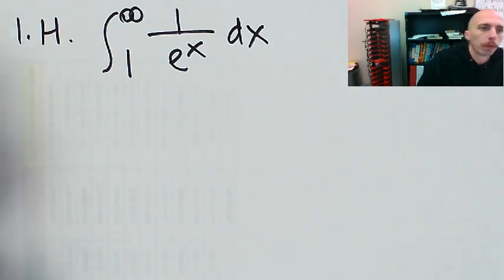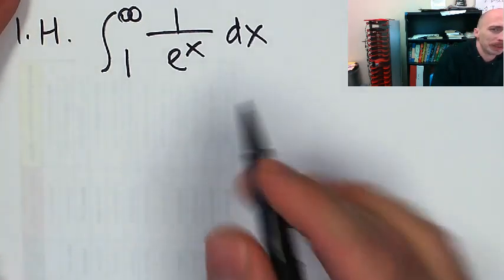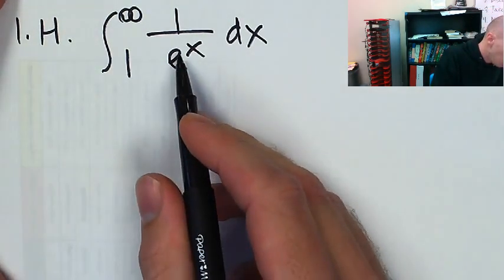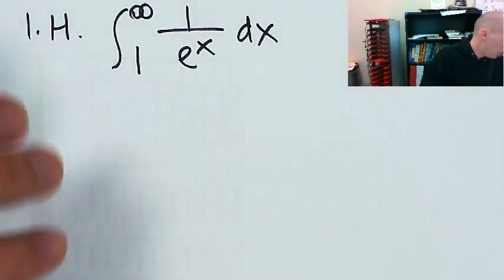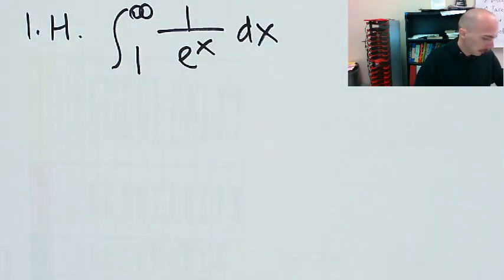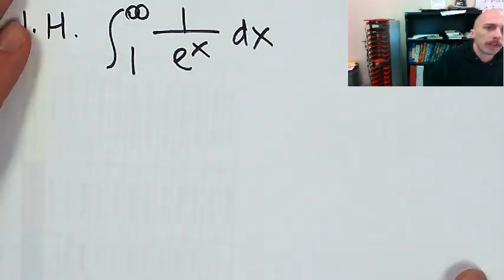The next one is the integral from 1 to infinity of 1 over e to the x dx, which I feel like might have also been in the notes book, but it's all right, we can do it again. We're going to rewrite this to anti-differentiate. We're going to rewrite it as e to the negative x, as a negative power.